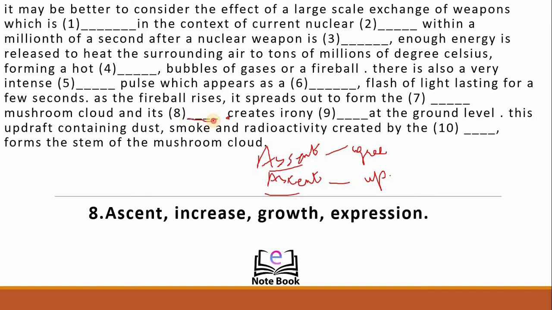Now here in option 8, we have 4 options which almost mean the same. This is where people get confused, and this is where knowing the usage of the words comes into use. In this case, you know that something is spreading out. What is that something? It is a mass of gases from the nuclear explosion. It will go up, right? So we won't use the word increase, growth, or expression here. Obviously, it has to go up, and thus we use the option ascent here. And its ascent creates irony dash at the ground level.